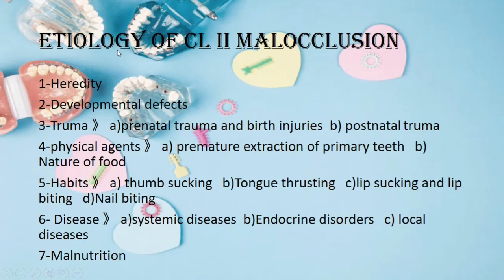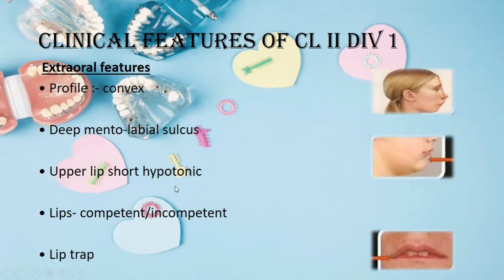Etiology of the Class 2 malocclusion: heredity, developmental defects such as cleft lip and palate, trauma, physical agents, habits, disease and malnutrition. The clinical features of Class 2 division 1, extra oral features: the profile will be convex, the mentolabial sulcus will be deep, upper lip short and hypotonic, lips competent or incompetent, lip trap.